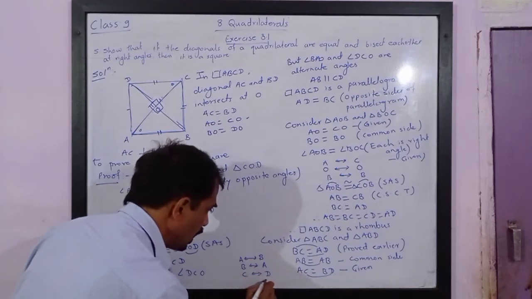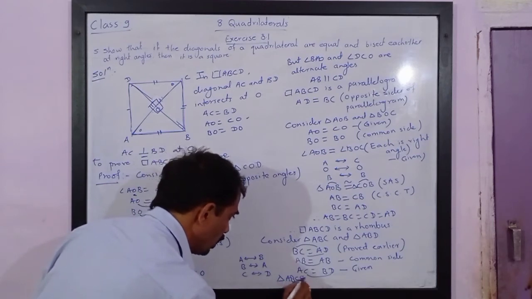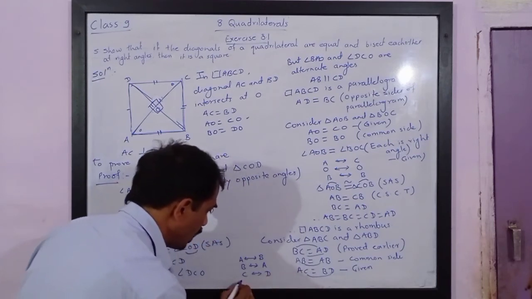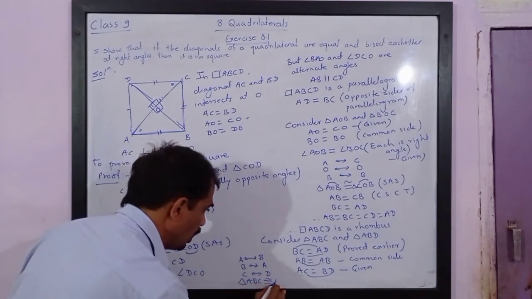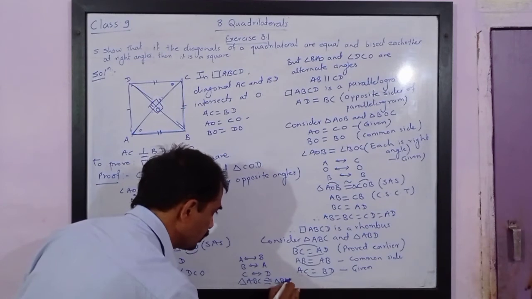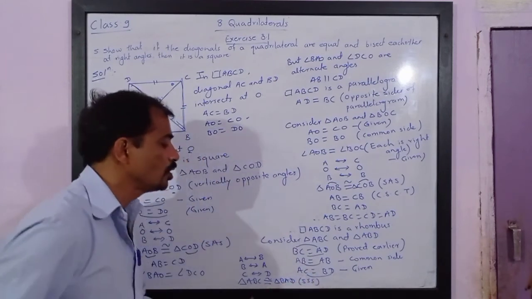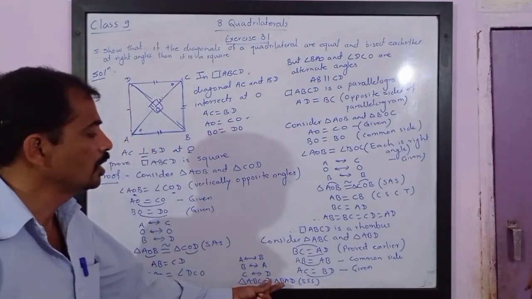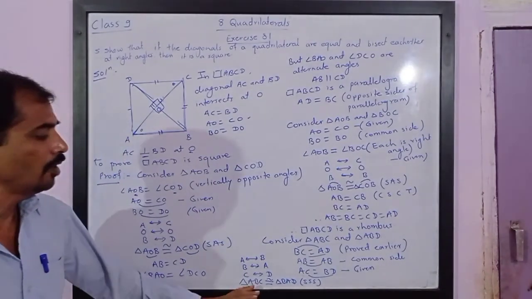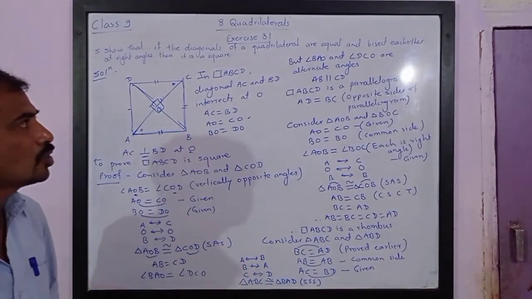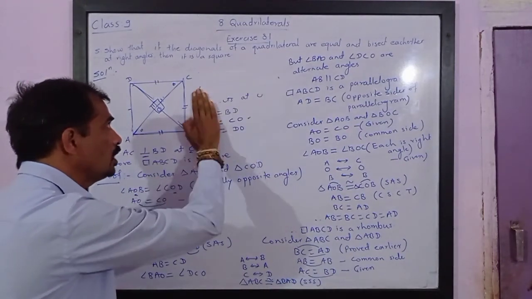So I will get triangle ABC congruent to triangle BAD by SSS test of congruency. So these two triangles are congruent by SSS test. I have got two triangles congruent. I need some space, so I am erasing this given part. I need some space to write.